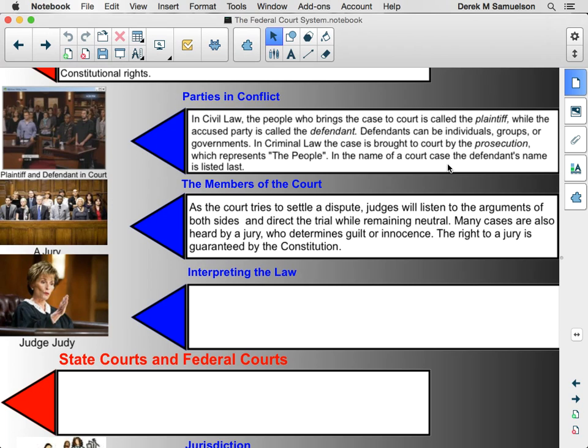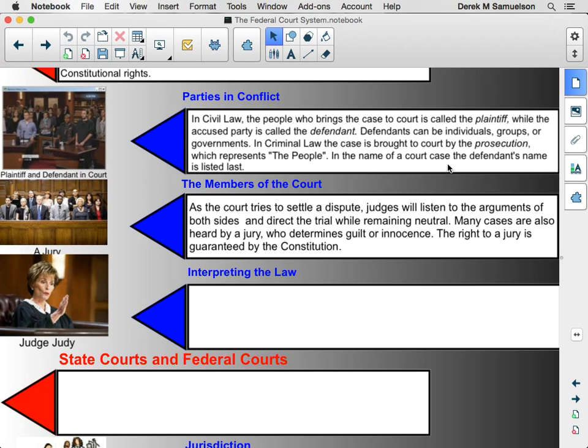Judges don't take sides. Now, many cases are also heard by a jury. The jury is a group of 12 individuals who come together. They're supposed to be the peers of the defendant, people who are drawn from the general public. And they will determine the guilt or innocence of the case.